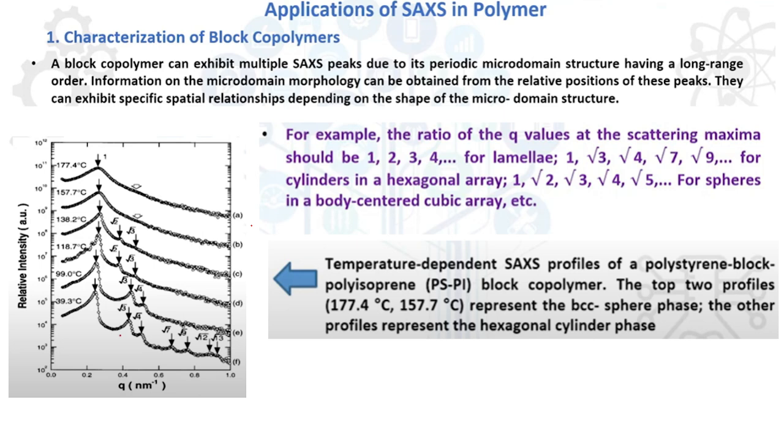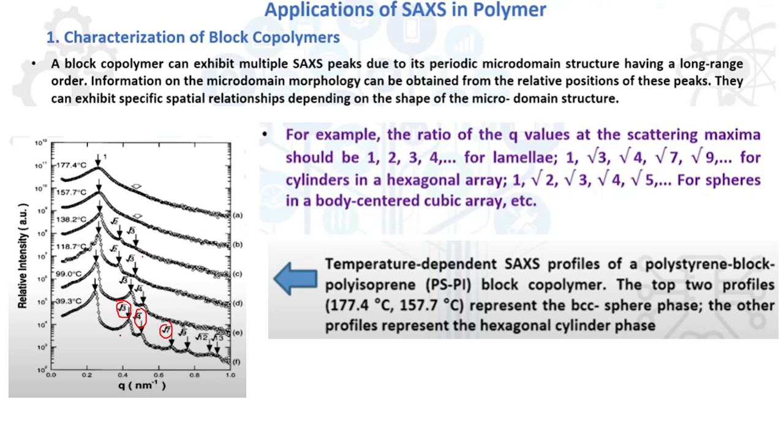So it is predefined. If it is lamella, the Q value, that is the vector Q, should be 1, 2, 3, 4. If it is cylindrical or hexagonal array, it will be 1, root 3, root 4, root 7, etc. So you will get different peak positions at different Q values. So this is root 3, this is root 4, this is root 7. So if you are getting peaks, you can check what the composition of the copolymer is by looking at the SAXS data.